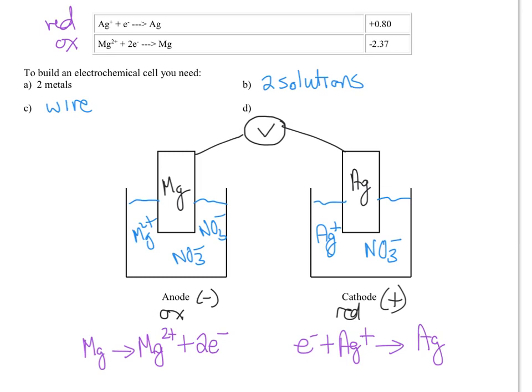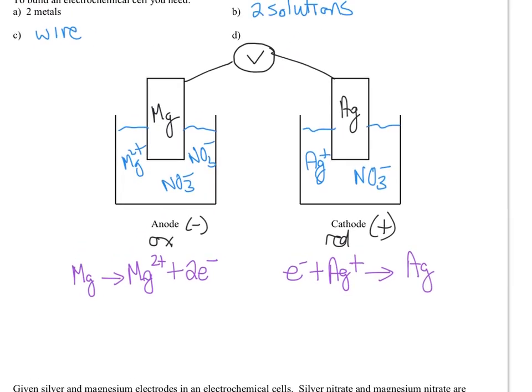And so the potential for this one from the table, E, was 0.80 volts. For this one, the potential was negative 2.37, but that's for reduction. If we flip the equation, we also flip the potential, so it becomes positive 2.37 volts.